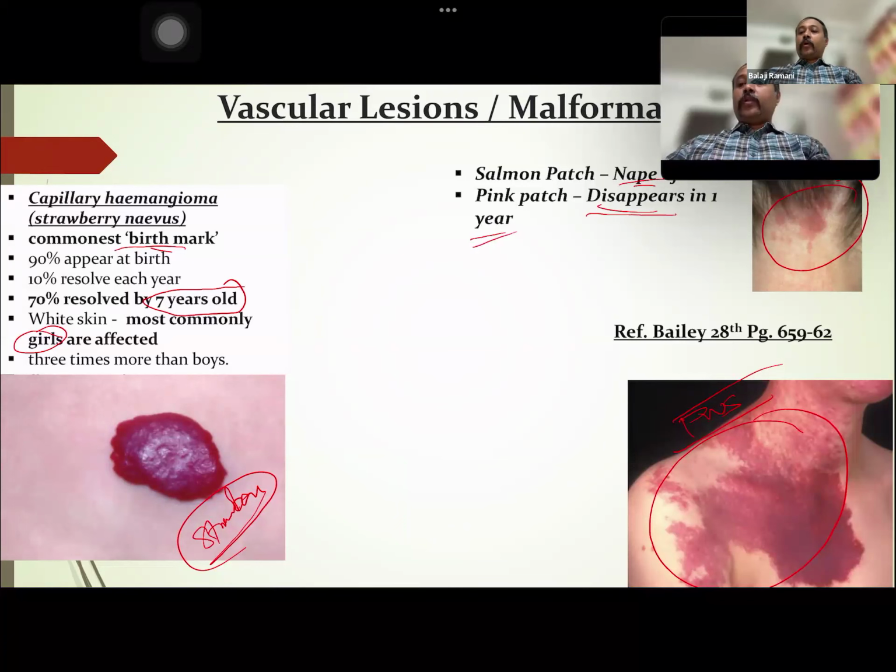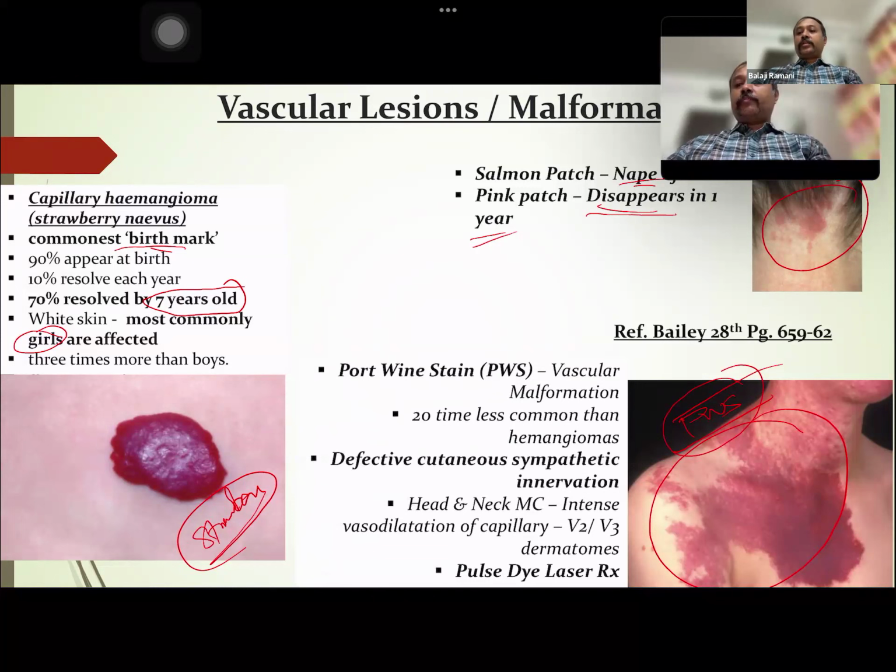The lesion which will not disappear is your port wine stain. So this you can see is a much richer color. You can look at it, it looks much richer, much deeper. It is a vascular malformation. It is not a vascular lesion. It's a vascular malformation, and it is less common than a hemangioma.